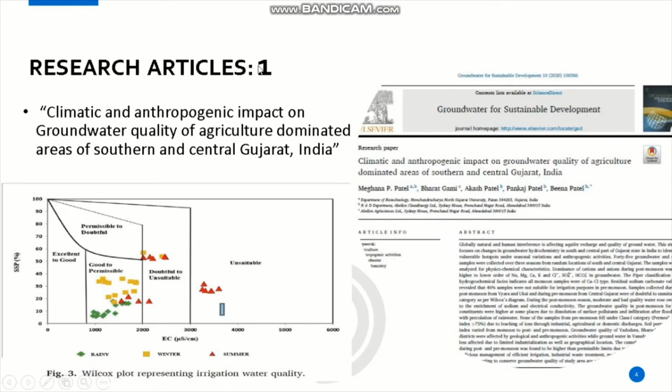In the next slide we see one research article related to the Wilcox diagram. That article is named Climatic and Anthropogenic Impact on Groundwater Quality of Agriculture Dominated Areas of Southern and Central Gujarat, India. This is a research article published in Groundwater for Sustainable Development, Elsevier publication. They have used the Wilcox diagram. Here we can see the Wilcox plot representing irrigation water quality. So let's have a look at this paper.